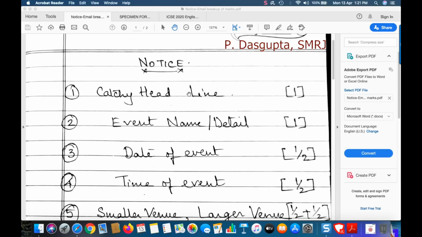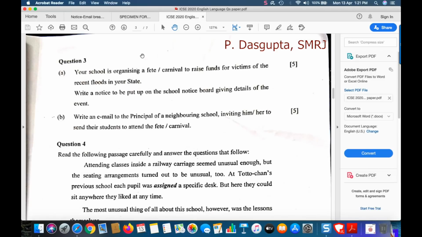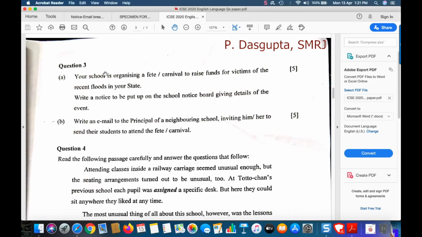Next, we will be discussing email. Now, one more thing you should note, that in your question paper, or any question paper of ICSE, this question 3, again, first is notice, second is email. These two are always interconnected. You will always get a notice which will be interconnected to the email question. It cannot be two separate entities. The event will be the same for both the questions.